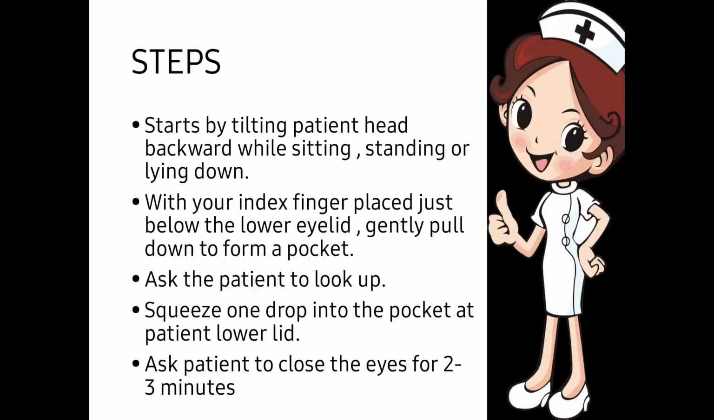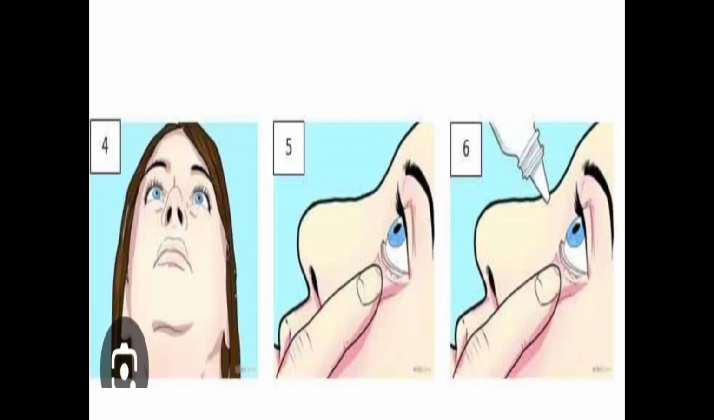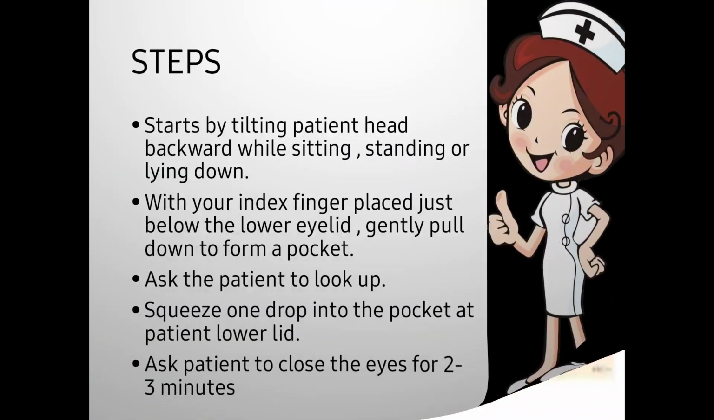With your index finger placed just below the lower eyelid, gently pull down to form a pocket. So we are supposed to follow this step with the help of the examiner's index finger. We pull the lower lid of the patient and form a pocket, and then we put the eye drop inside the patient's eye.